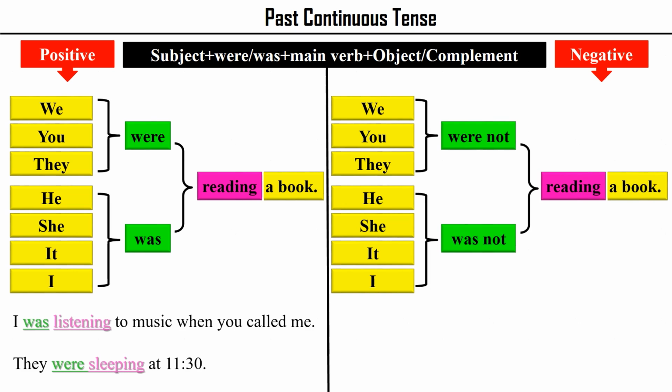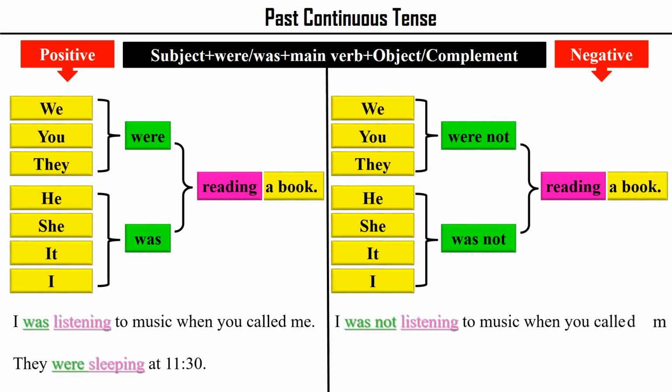We were not reading a book. You were not reading a book. They were not reading a book. He was not reading a book. She was not reading a book. It was not reading a book. And I was not reading a book.